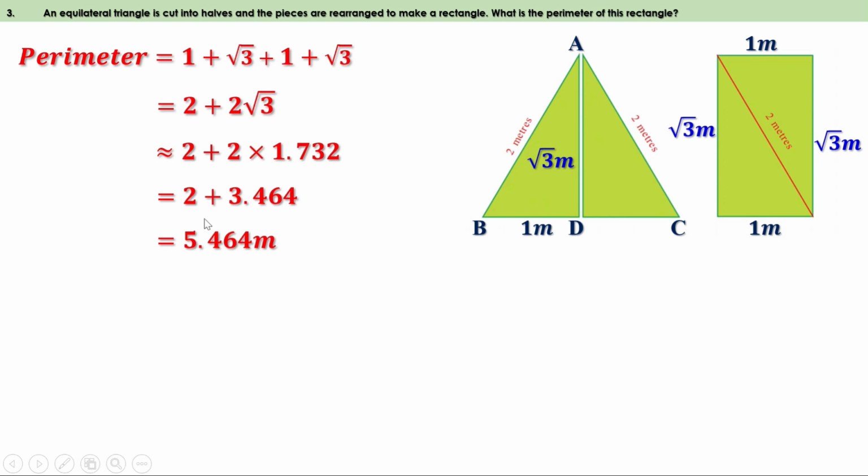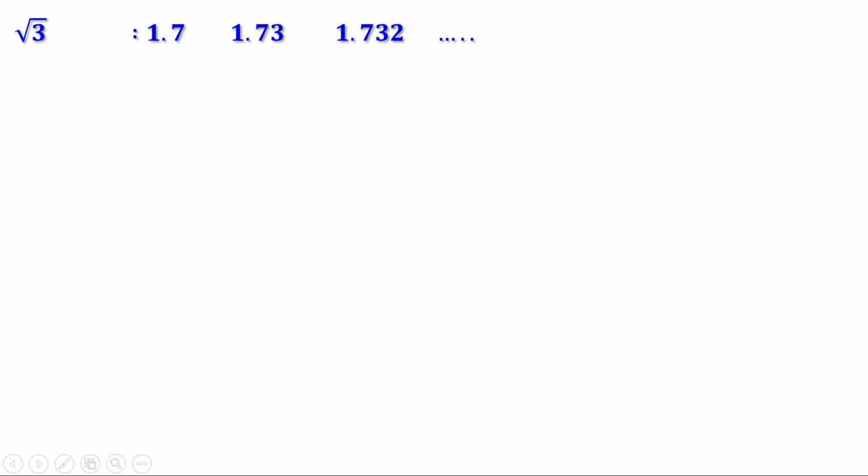We have seen that the perimeter of this rectangle is 2 plus 2 root 3. As with the other numbers, can we take 2 as a common factor and write 2 plus 2 root 3 equal to 2 into 1 plus root 3? Let us check. We know the value of root 3 is 1.732 etc. If we take it for 1 decimal place, we can take it as 1.7. For 2 decimal places, we can take it as 1.73. For 3 decimal places, we can take it as 1.732 etc.